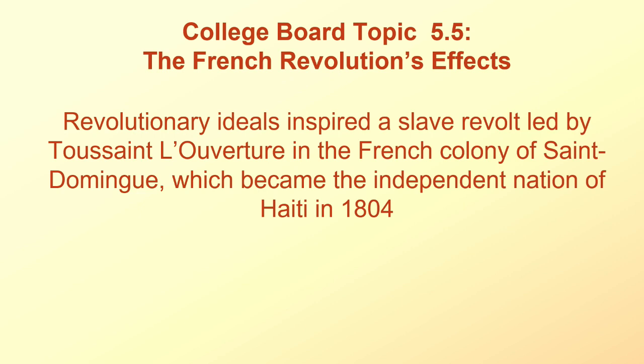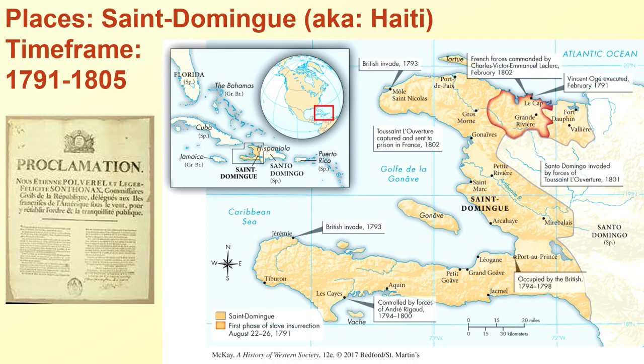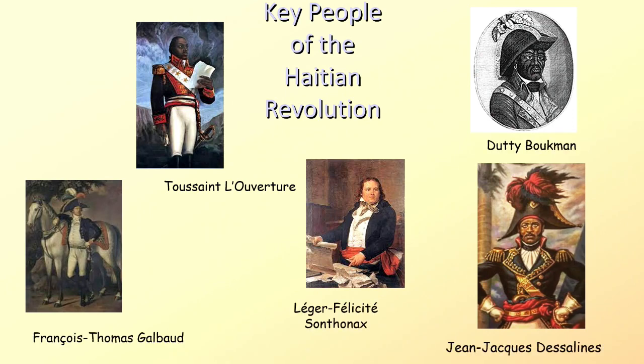Well, revolutionary ideals inspired a slave revolt led by Toussaint L'Ouverture in the French colony of Saint-Domingue, which became the independent nation of Haiti in 1804. Places, of course, Saint-Domingue, also known as Haiti. Time frame 1791 to 1805. Key people of the Haitian Revolution: Toussaint L'Ouverture, François Thomas Galbaud, Léger-Félicité Sonthonax, Dutty Boukman, and Jean-Jacques Dessalines.